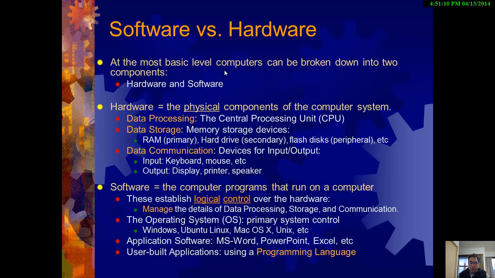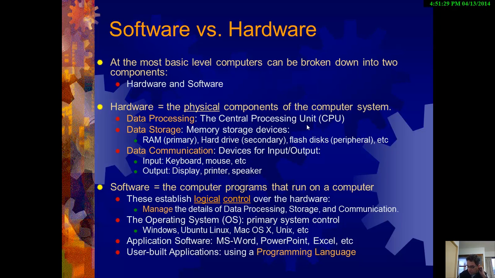So the computer has to process data, has to do things, has to run commands, it has to add things, subtract, multiply, and so on. That's called data processing, and that's done by the CPU, which is the central processing unit.